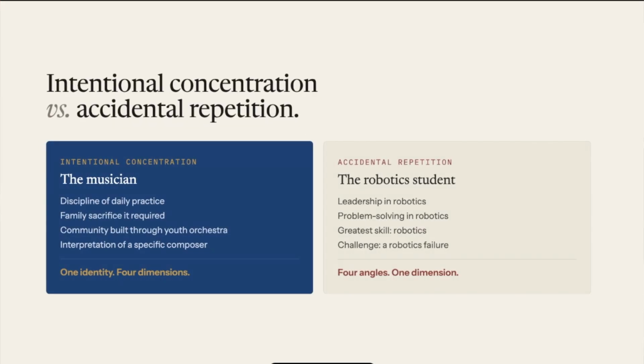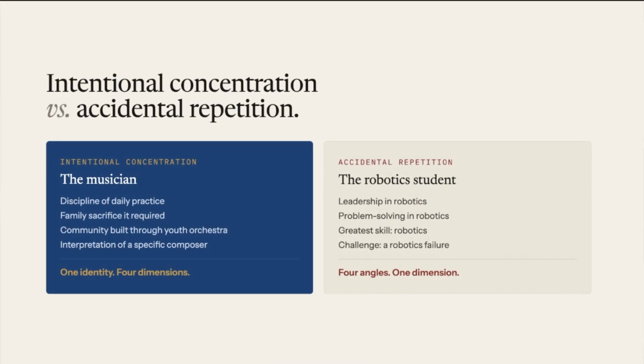For those students, the portfolio principle does not require them to artificially diversify away from what is genuinely central to their identity. 4 PIQs that all connect to the central pursuit can absolutely work if they reveal different dimensions of that pursuit and of the student navigating it. The distinction is between intentional concentration and accidental repetition.